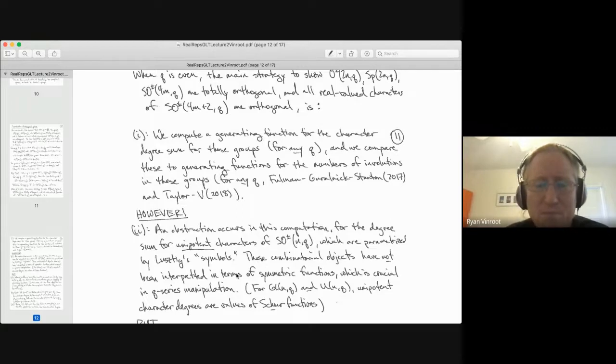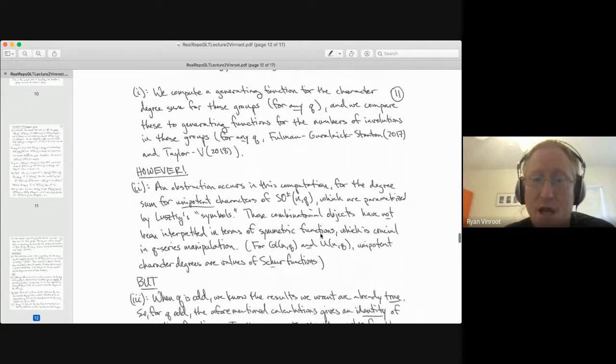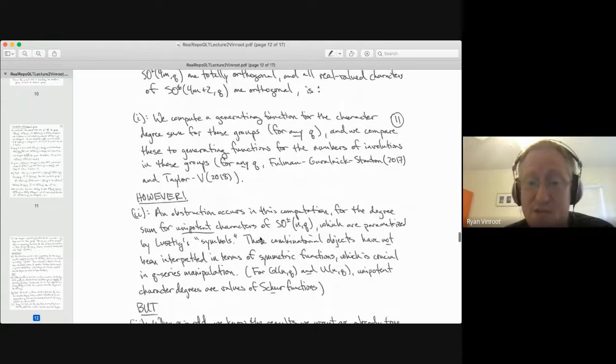So this is something that would be needed if one wanted to manipulate these unipotent character degree sums directly: a nice interpretation for these character degrees as values of symmetric functions. This is still open. I tried to do this. This seems hard, and I'm still working on it.